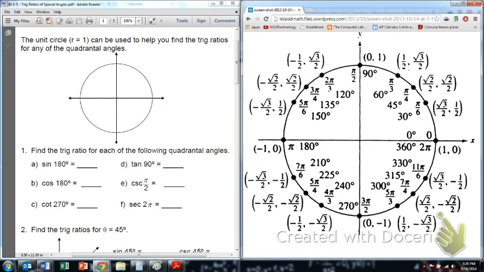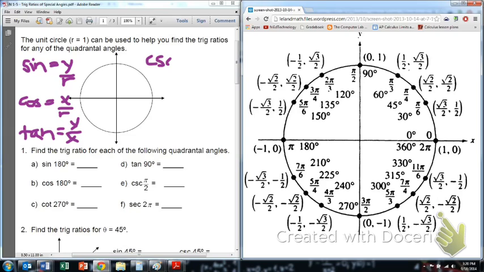Okay, so we are ready to talk about the trig ratios in terms of the unit circle. We've talked about the trig ratios before. We talked about the fact that sine is y over r and cosine is x over r and tangent is y over x. And then the reciprocals, cosecant is r over y and secant is r over x, and cotangent is x over y. On the unit circle, r is always 1.